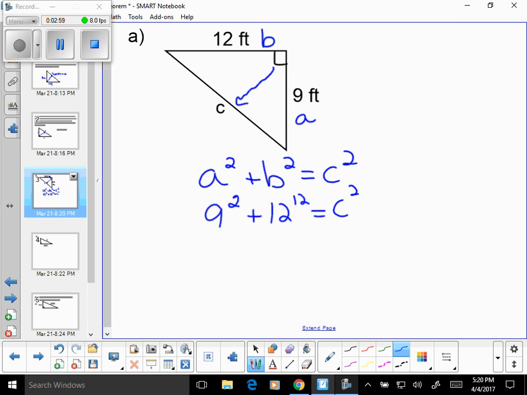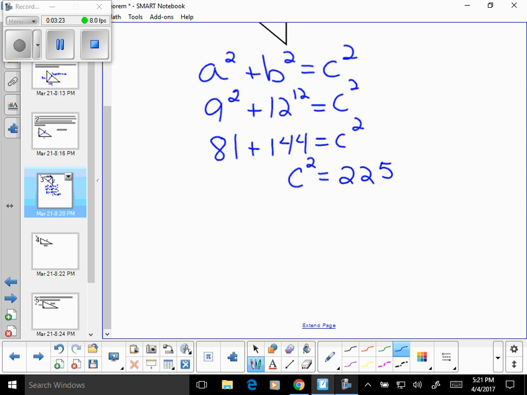Now I'm going to do the math. 9 squared is 81, 12 squared is 144. That's going to equal c squared. In the next step, I'm going to use the reflexive principle and bring the c squared to my left. Now I need to add the 144 and the 81. That will give me 225. I want c, not c squared. C is going to equal the square root of 225.